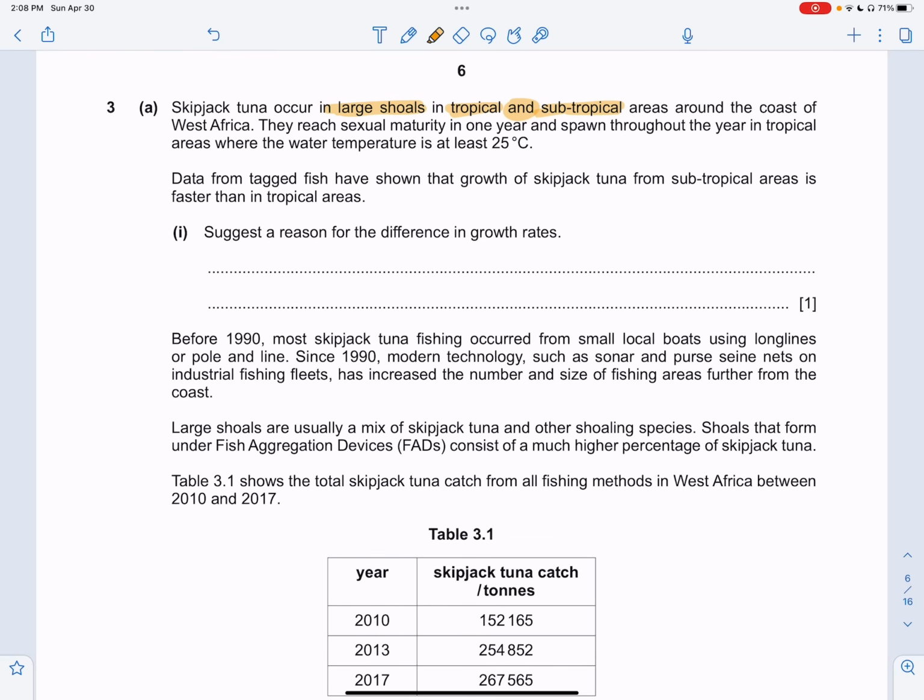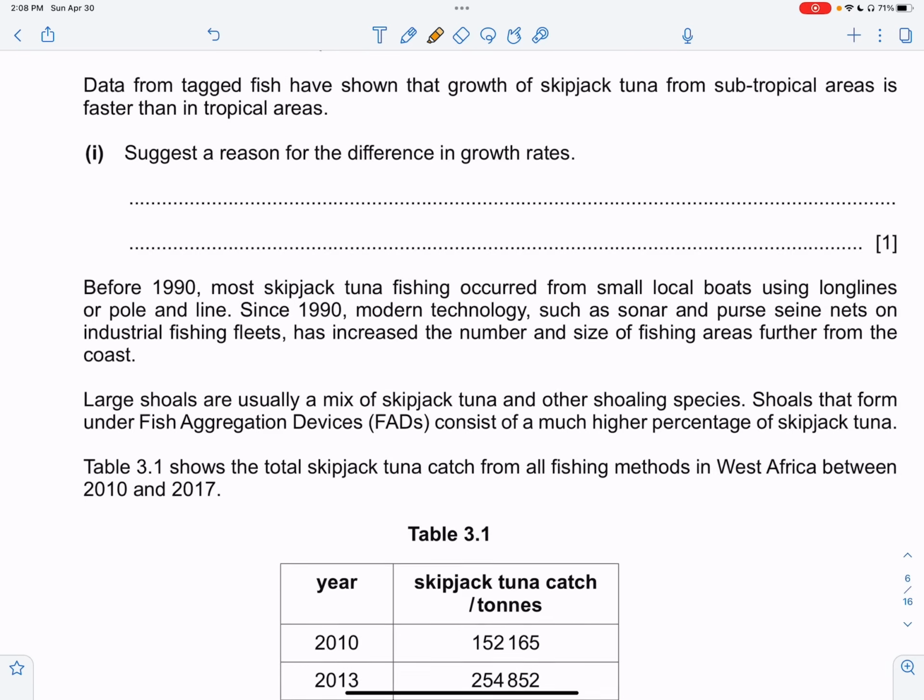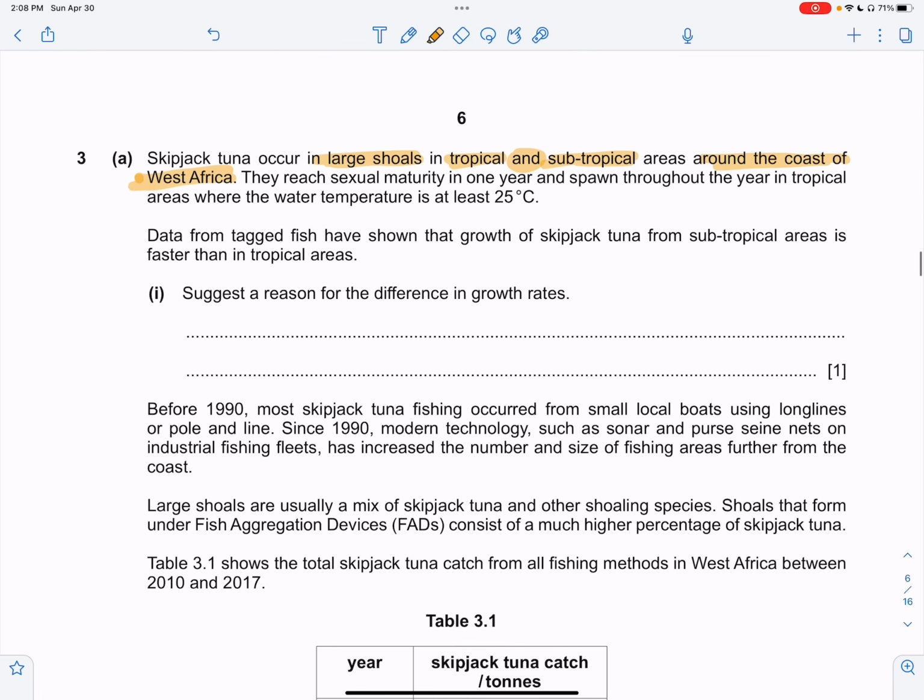Areas around the coast of West Africa, and that's not very specific. They're not saying specifically where. Like maybe there's a breeding ground specific or a nursery specifically that's not being mentioned. They reach sexual maturity in 1 year, and they spawn throughout the year. So they don't have a specific season of spawning. In tropical areas where temperature is at least 25 degrees Celsius. So they spawn in tropical areas and the temperature is at least 25.